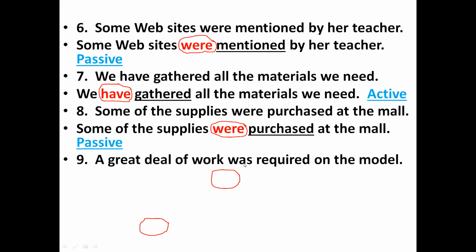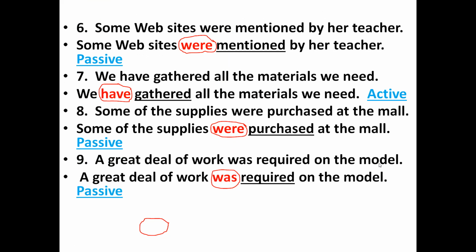A great deal of work was required on the model. This is also a passive voice because we see here the object is at the beginning of the sentence and the subject is at the end of the sentence. So was is the helping verb and required is the main verb.